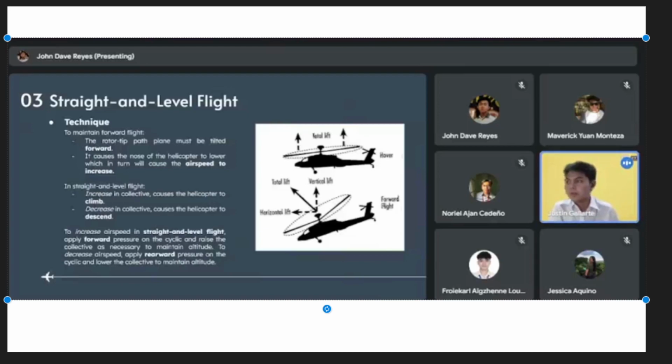Now, for technique, to increase airspeed in straight and level flight, we apply forward pressure on the cyclic and raise the collective as necessary to maintain altitude. When we decrease the airspeed, we apply rearward pressure on the cyclic and lower the collective to maintain the altitude. Next slide, please.